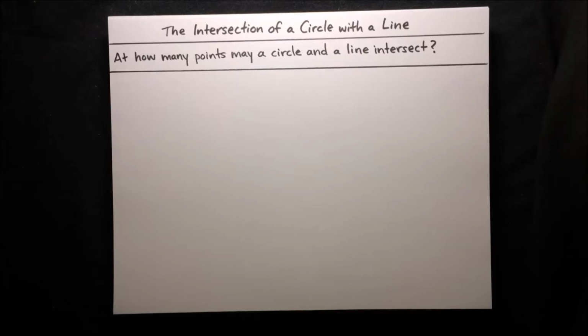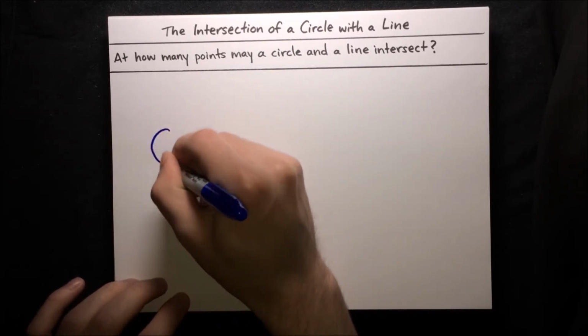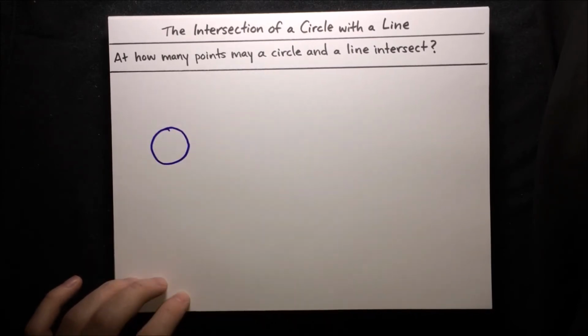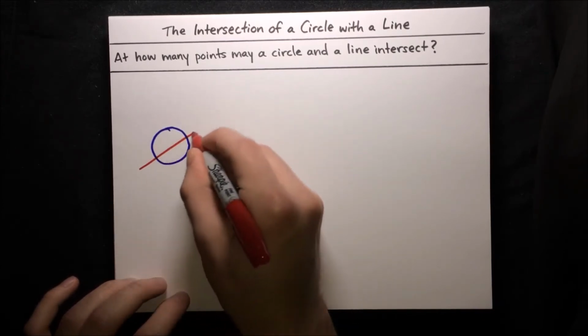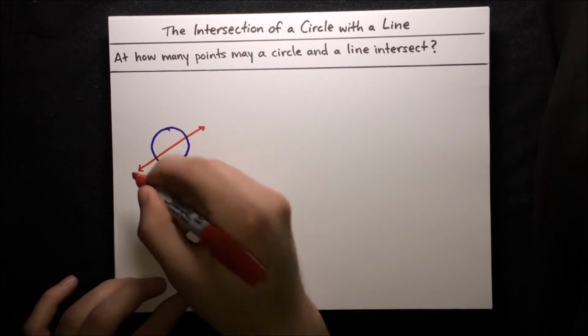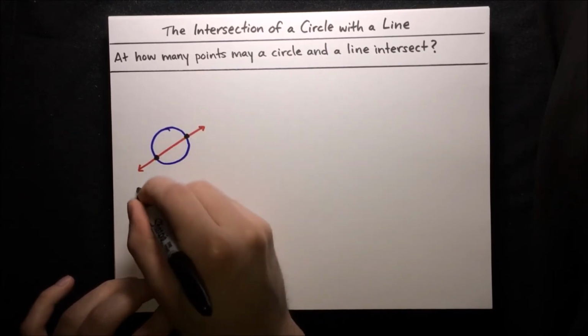In this video, we're going to talk about the intersection of a circle with a line. So first question, at how many points may a circle and a line intersect? Well, why don't we draw up the possibilities? So why don't we draw a circle here? And then let's draw a line. Maybe the line goes right through the circle, like this. And here we see that there are 2 points of intersection.